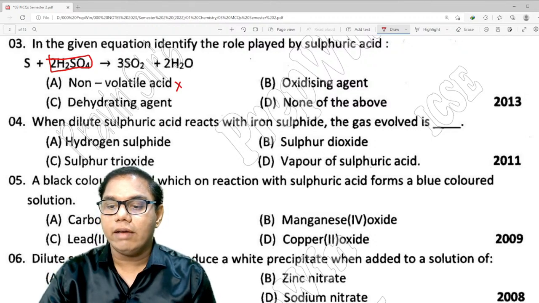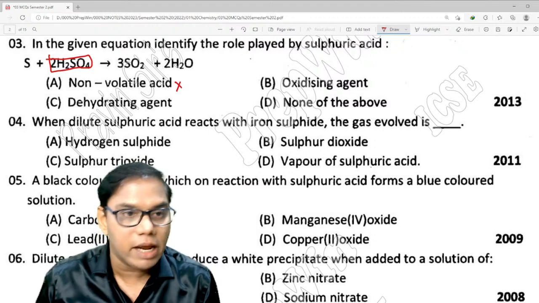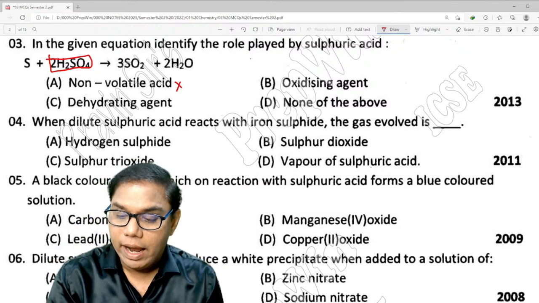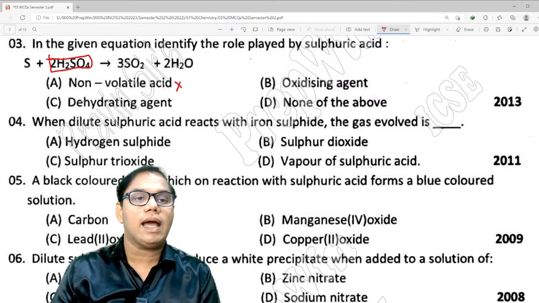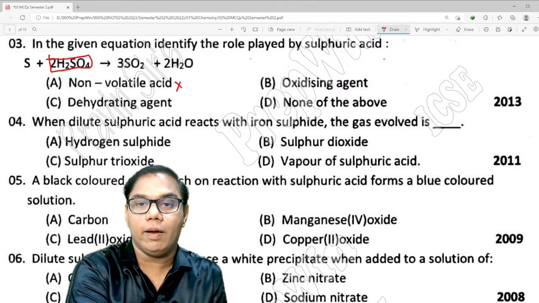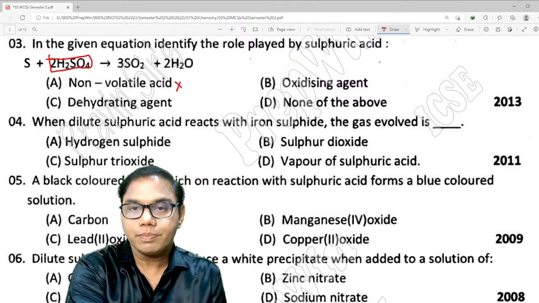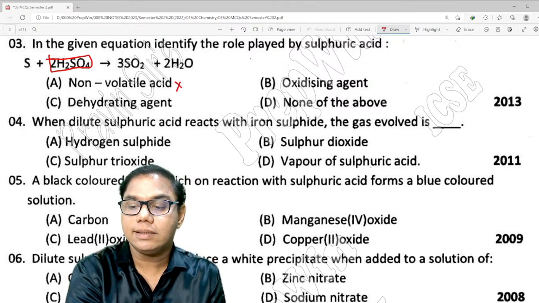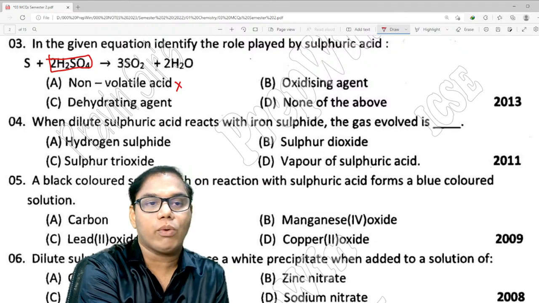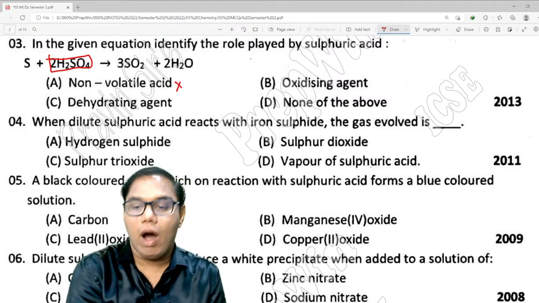Okay, some are giving answer as option A, but no. Yes, H2SO4 is a volatile. Lekin wo volatility kaha par use karte hai? Okay, ek acid hota hai. It is a non-volatile acid. This property is used to prepare a volatile acid. Agar yah acid hota koi volatile, then option A was right.